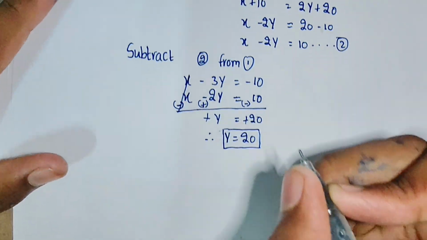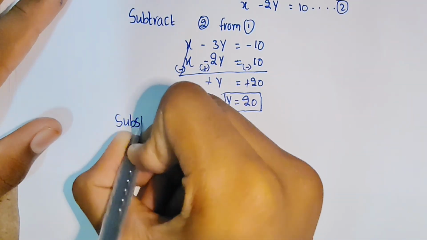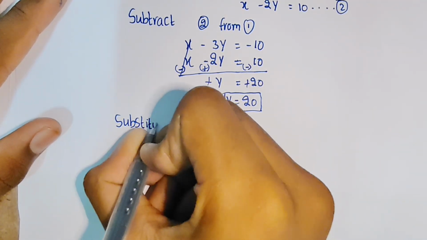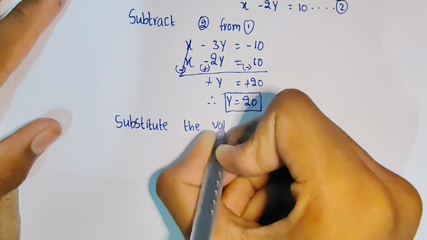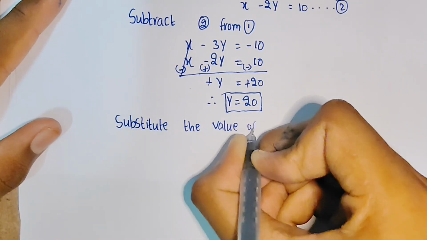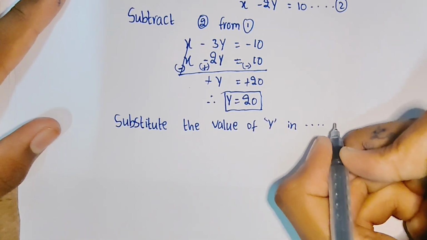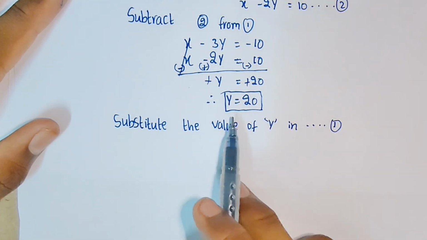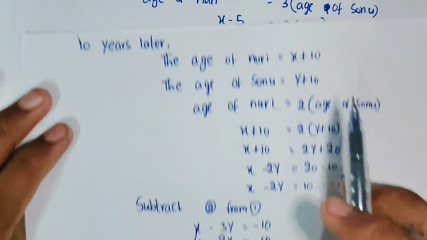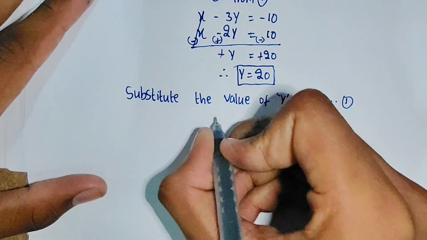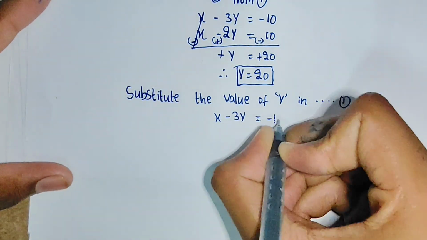Now substitute the value of y in equation 1. I am going to substitute the value of y that we got, 20, in equation 1. What is equation 1? x minus 3y equals minus 10.